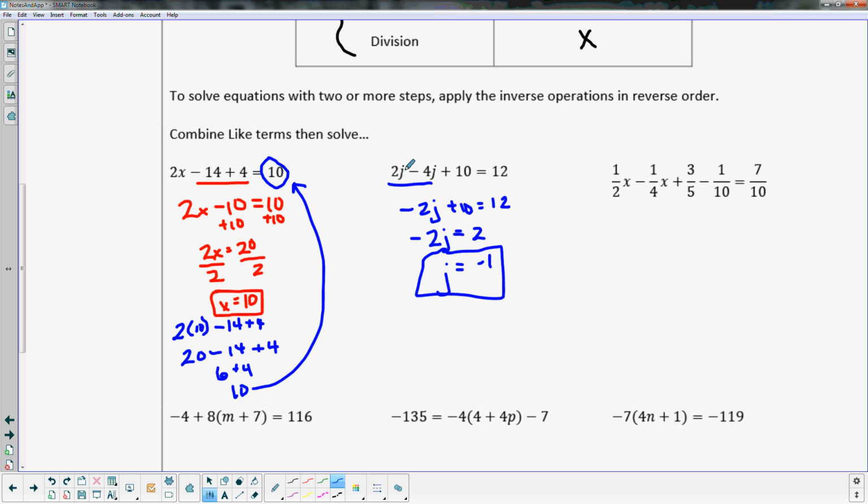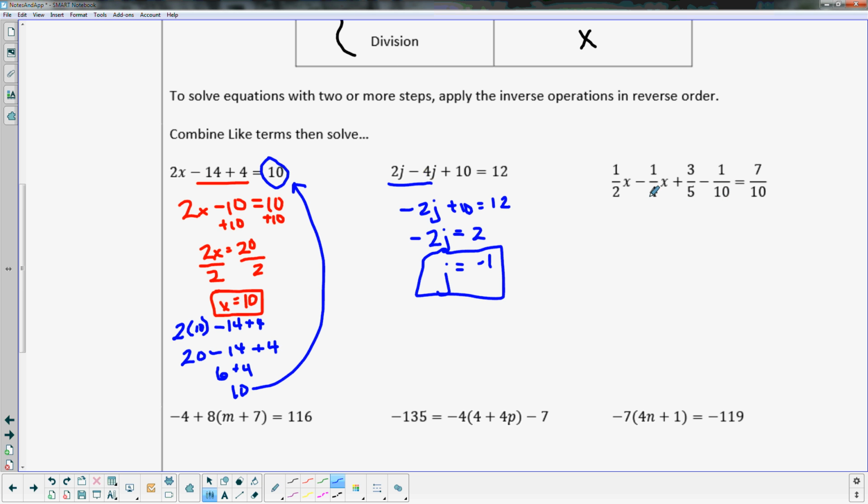I could say plug in a negative 1 here, that's going to make that a negative 2. Plug in a negative 1 here, that's going to make a positive 4. So negative 2 and positive 4 end up being a positive 2. Positive 2 plus 10 is 12. So we're good.